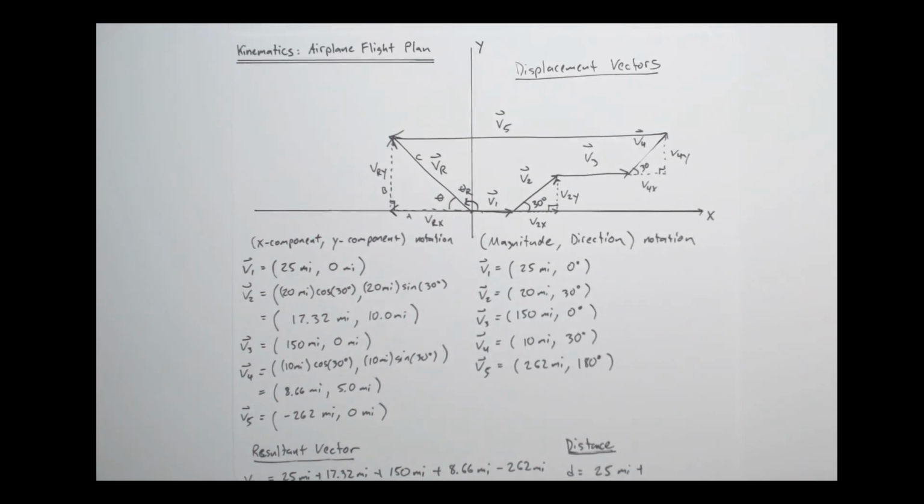So there you have it, guys. This is the kinematics airplane flight problem. We've reviewed vector addition and the trigonometric procedure of finding x and y components of vectors and then adding them. And then we've discussed the difference between distance and displacement.